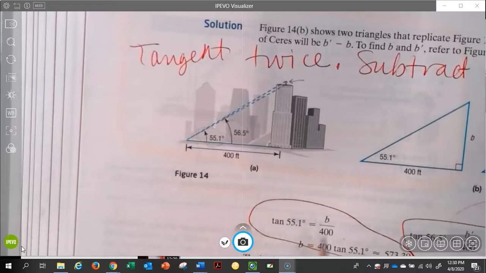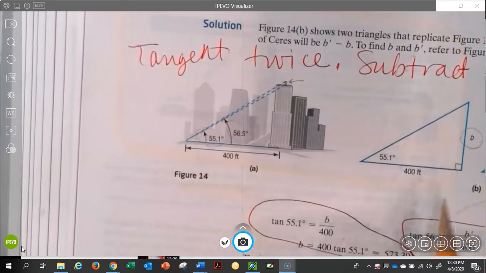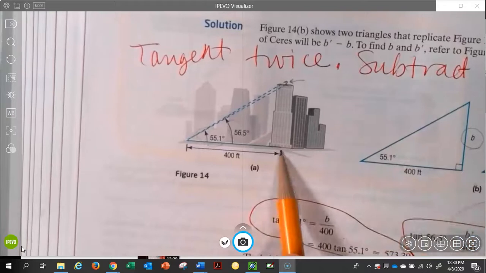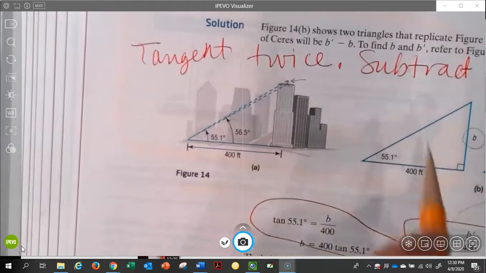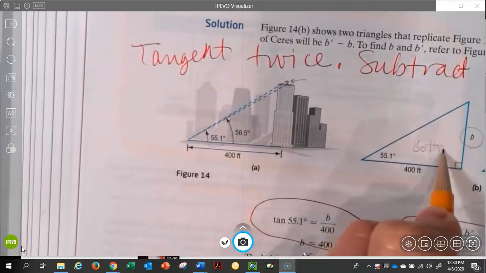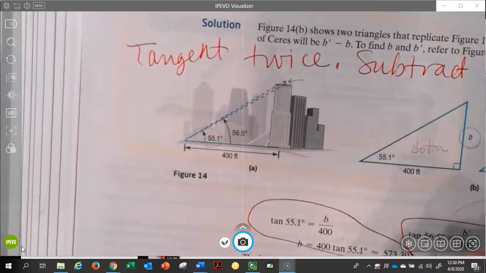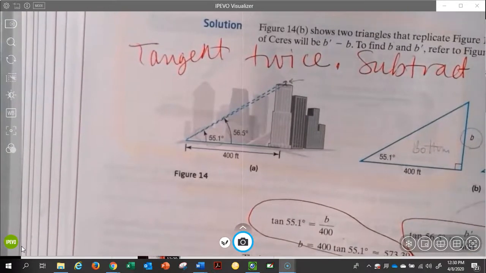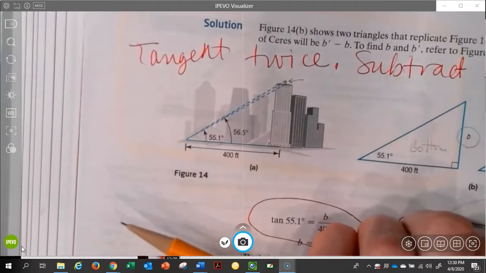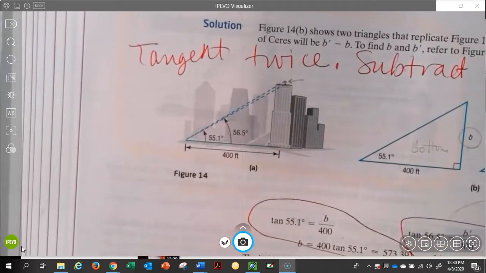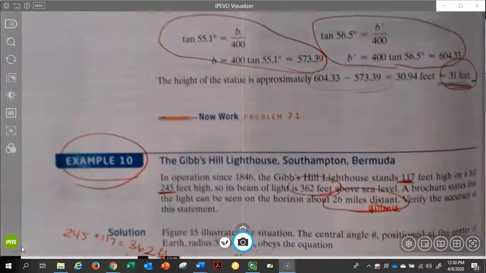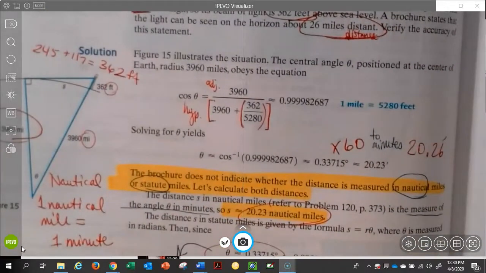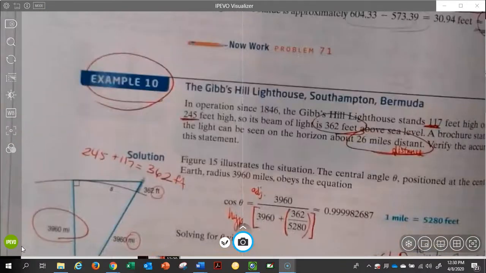I'm going to leave this one for you to do, because you're going to find the height from the bottom of the skyscraper to the bottom of the statue. That'll be this first one. That'll get us from bottom to bottom. And this other one is going to get you from the bottom to the top of the statue. You need to practice trying to figure out how to calculate those and not looking. Then you're going to subtract the heights, and you'll get the height of the actual statue. I'm going to leave that one for you to do, and then I'm going to move on to example 10.